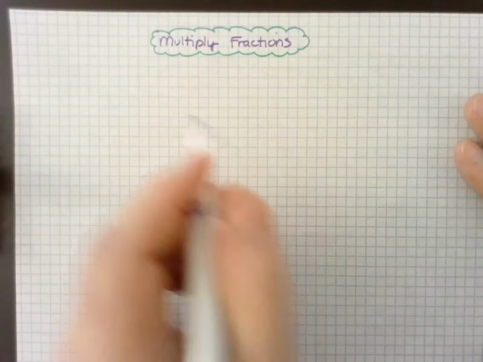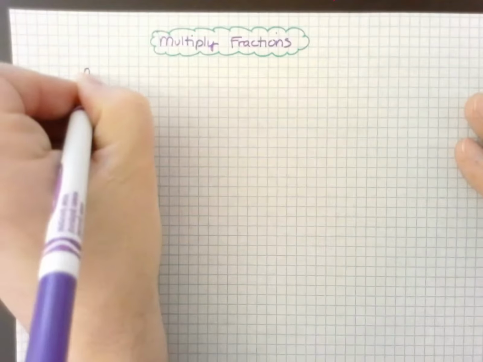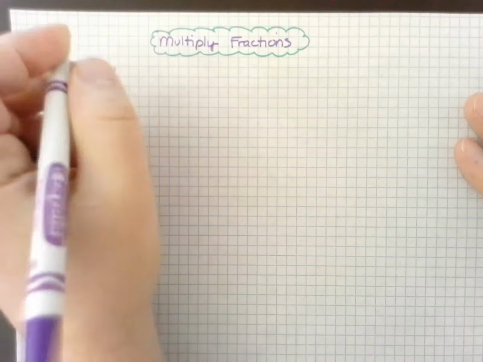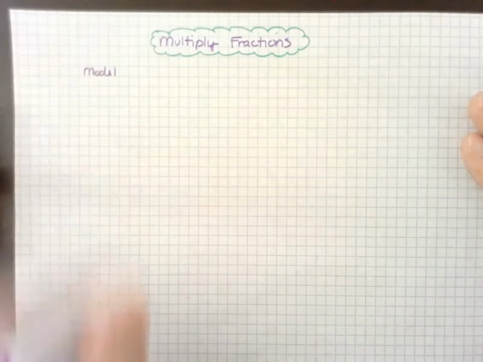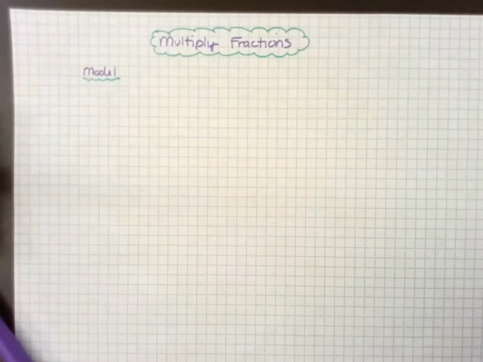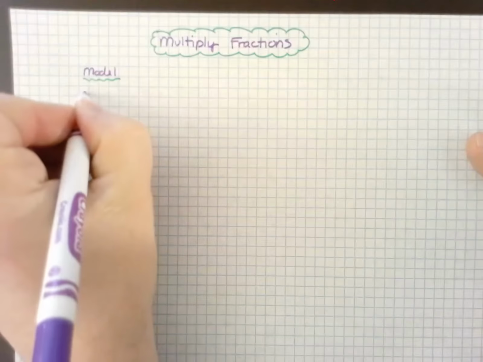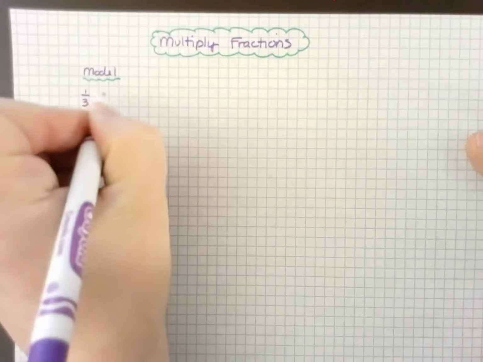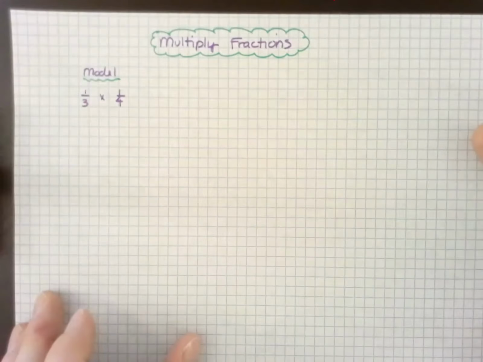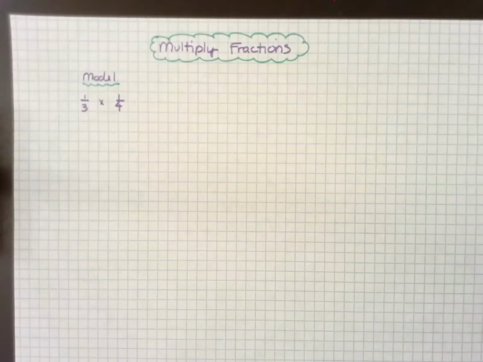So multiplying fractions, we can use models to represent our fraction multiplication. So let's look at 1/3 times 1/4. Now it does not matter which fraction you make as a row, it does not matter which fraction you make as a column, but it's good to stick with a pattern that works for you.